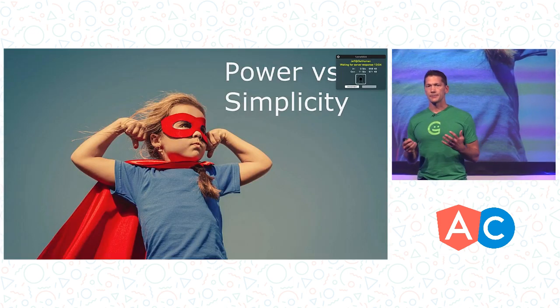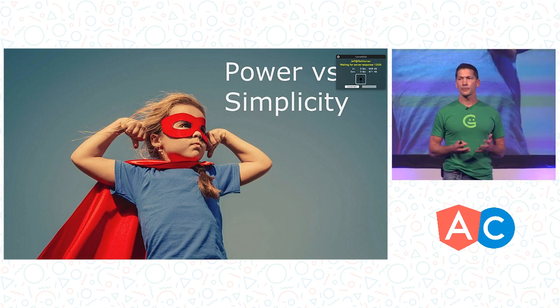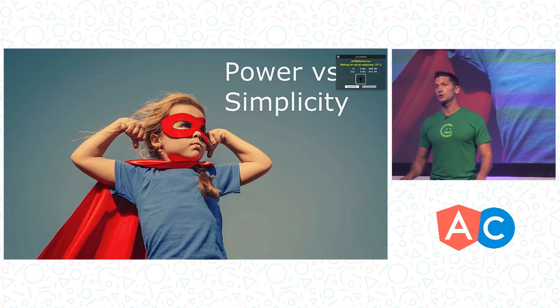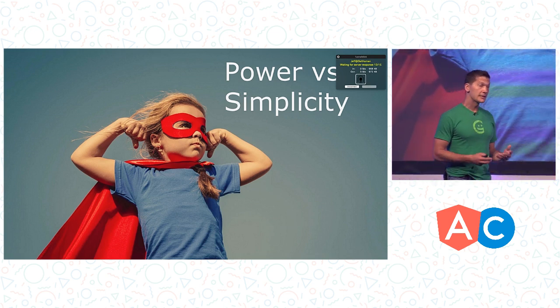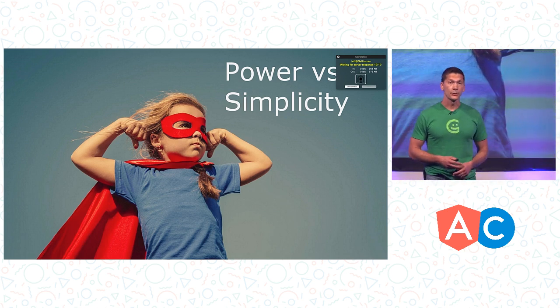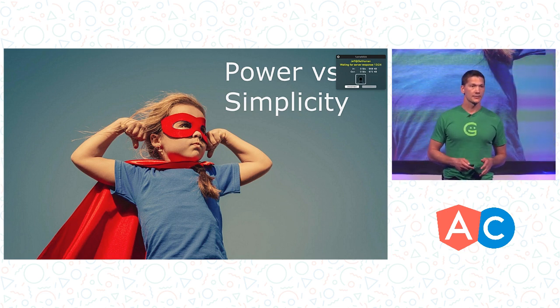And it's sort of this balance between power and simplicity. Everybody wants things simple. Everybody wants it to be easy. But they also want the features. They want to be able to do all this cool stuff. In an ideal world, you have both. You would have all the features, all the power, but it would be simple. And that is the fundamental problem that the CLI is attempting to solve.